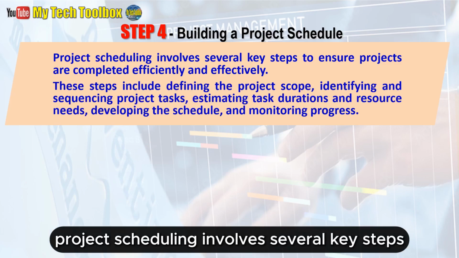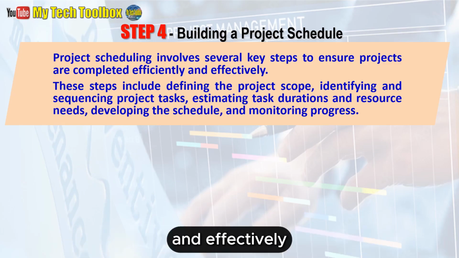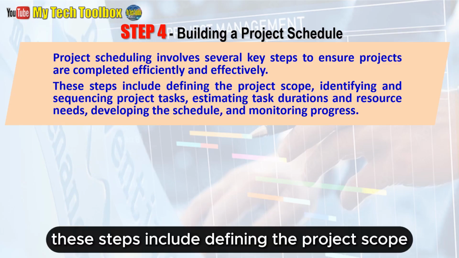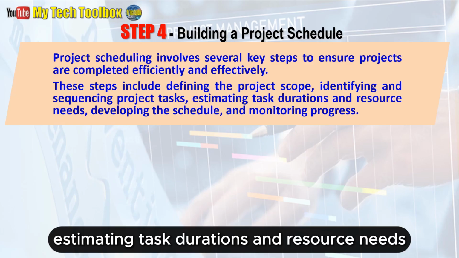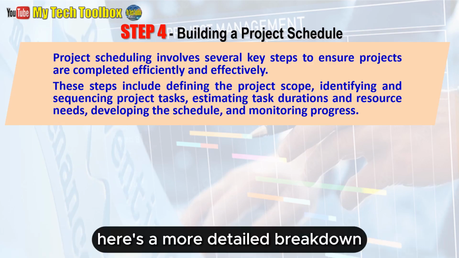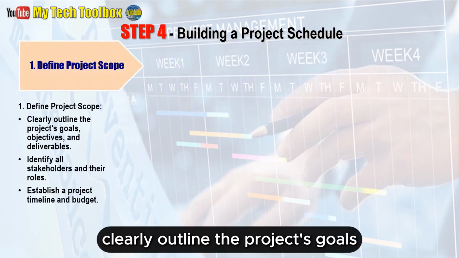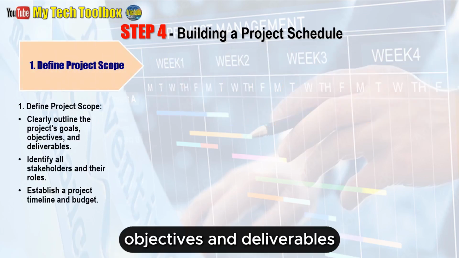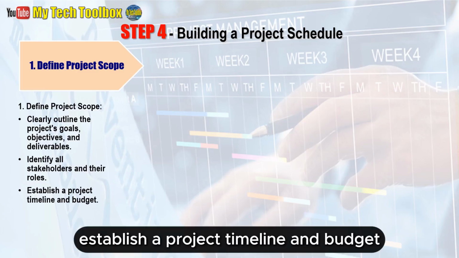Project scheduling involves several key steps to ensure projects are completed efficiently and effectively. These steps include defining the project scope, identifying and sequencing project tasks, estimating task durations and resource needs, developing the schedule, and monitoring progress. Here's a more detailed breakdown. 1. Define project scope. Clearly outline the project's goals, objectives, and deliverables. Identify all stakeholders and their roles. Establish a project timeline and budget.